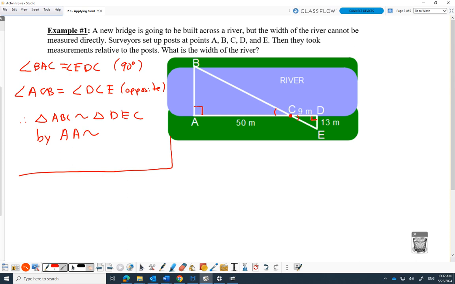So big, known, AC over the small version of AC, which is CD, equals unknown. Label the unknown. W. Let W be the width of the river.